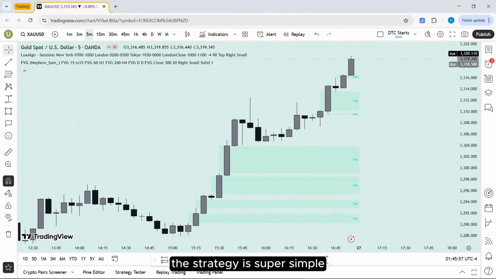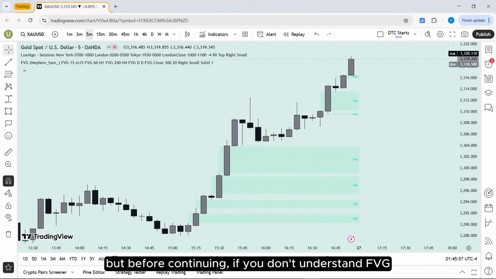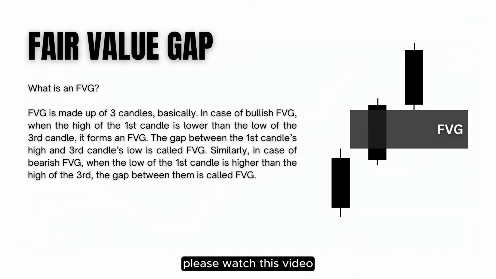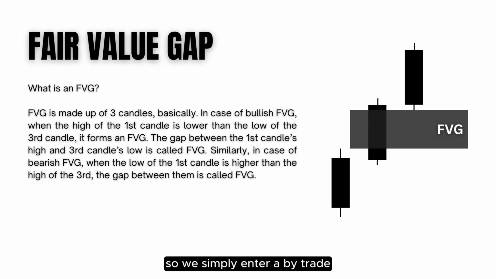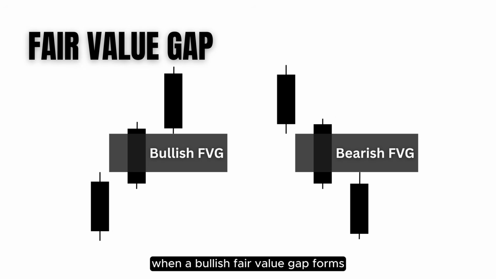The strategy is super simple. But before continuing, if you don't understand FVG, please watch this video. The basic idea of this strategy is that when an FVG forms, it shows that the market is trending in that direction. So we simply enter a buy trade when a bullish fair value gap forms, and a sell trade when a bearish one forms.